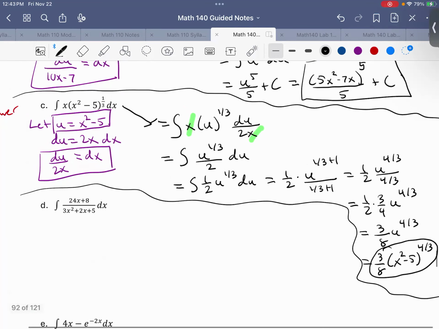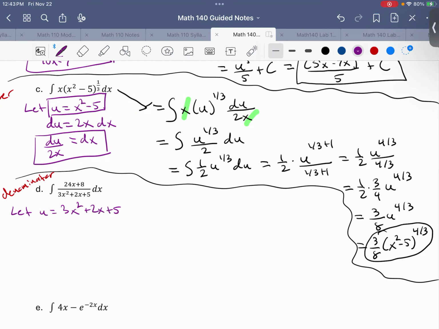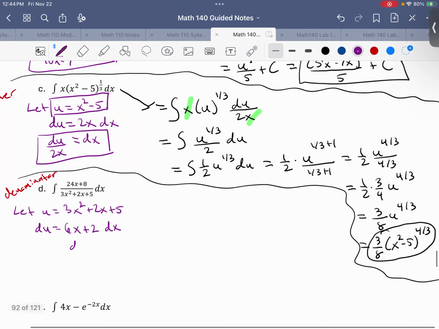Okay, let's move on to the next problem, letter D. And this is an example where we let our u be the denominator. So we will let u equal 3x squared plus 2x plus 5. We take the derivative of u, so that would be 6x plus 2 dx. And we want to get dx by itself, so I'm going to divide 6x plus 2 to both sides. So du over 6x plus 2.